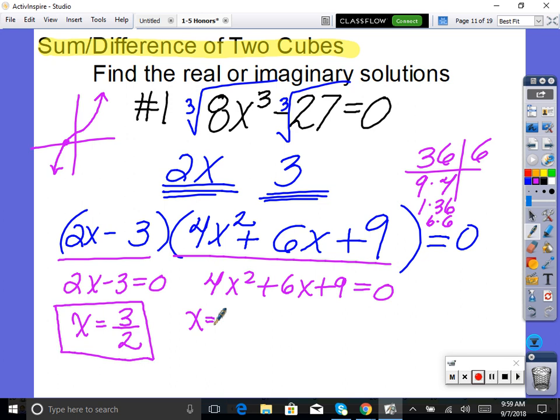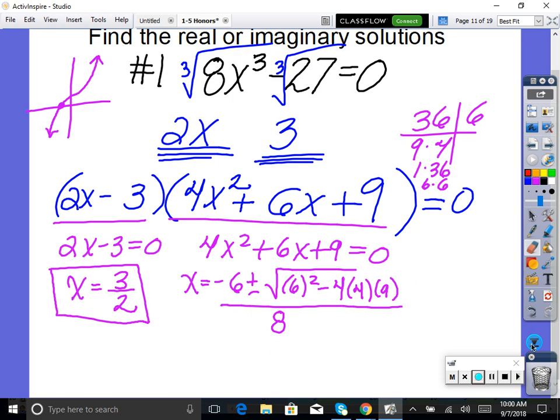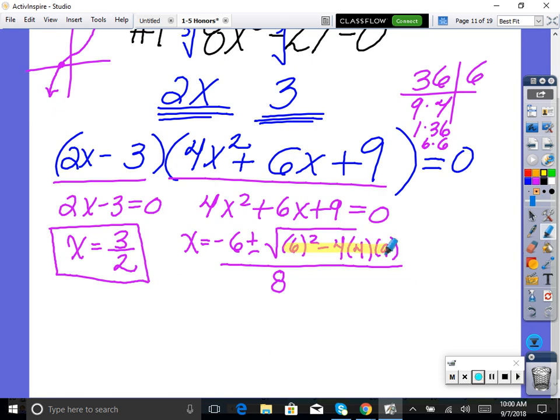That's why we spent all the time last time making sure we could do that right. X equals negative b plus or minus the square root of b squared minus 4 times a times c, all over 2a. 2 times 4 is 8. Then remember, our next step is to type that into your calculator and tell me what's under the square root.